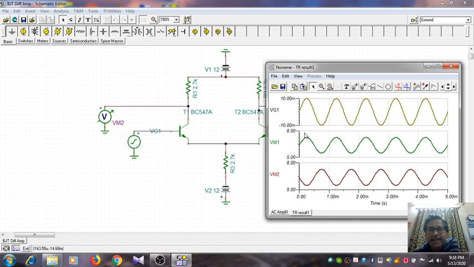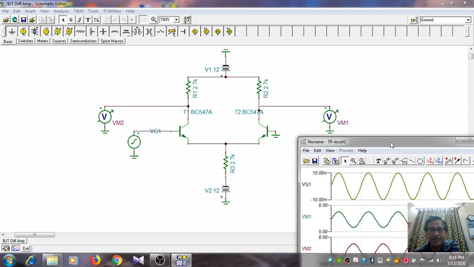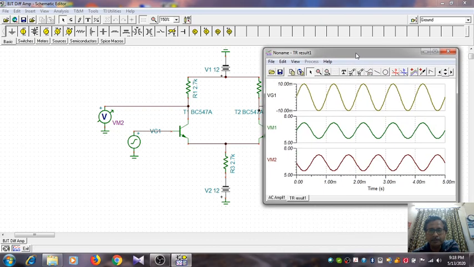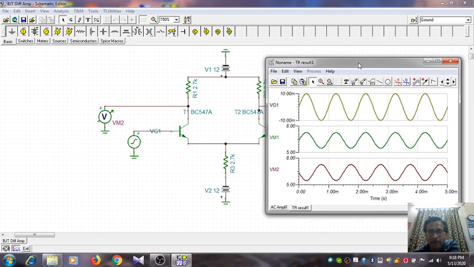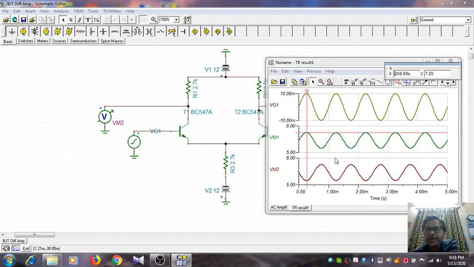You see that the topmost curve corresponds to the input signal, and the value is clearly 20 millivolt peak to peak. But what about the output voltage? VM1, if you recall, happens at the collector of the right sided transistor T2. So let us calculate the output. Again, we take the help of a cursor. This is the cursor here, you put it on the crest, right? So you get the value to be 7.25 volt.